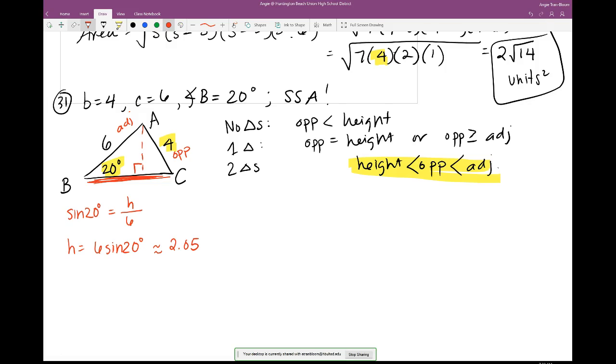How big is the opposite? It's 4. What's the height? 2.05. Is the opposite less than the height? No, not possible. So that's not it. Is the opposite exactly the same as the height?